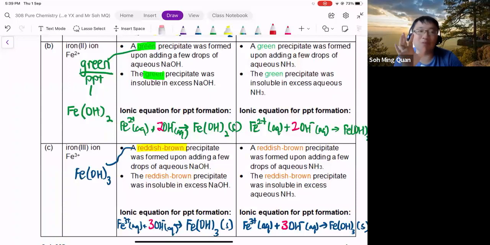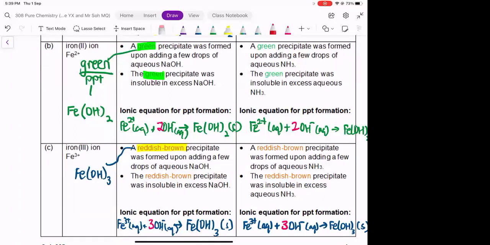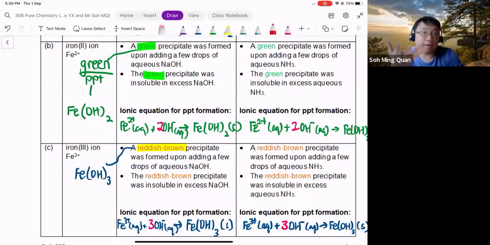Okay, Junwei, why must we work quite quickly when we have iron 2 involved? Because the iron 2 will oxidize to become iron 3. Okay, so the idea is the moment iron 2 is exposed to air, it can be oxidized by oxygen in the air. When it's oxidized, it means that it goes from iron 2 to iron 3. Fe2+ becomes Fe3+. So you can see that there will be color changes happening if you are too slow. The green precipitate will slowly turn reddish brown.